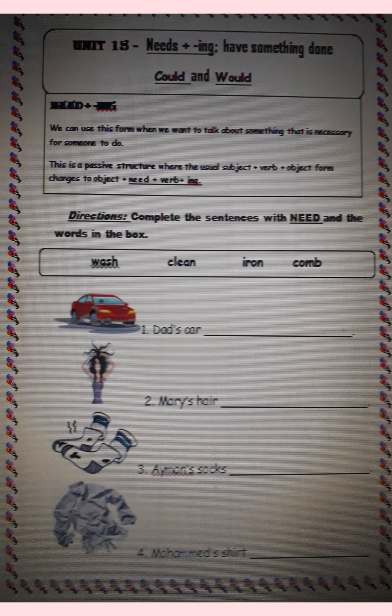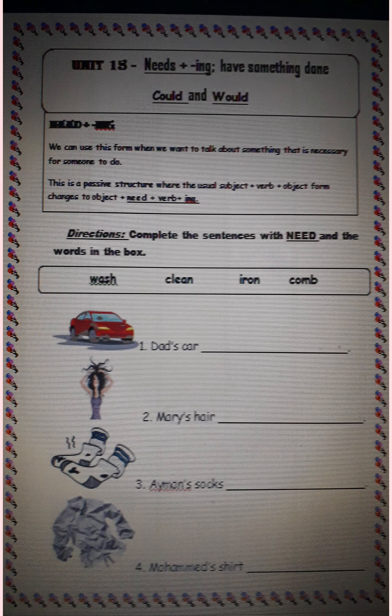After need, we use the ing form to say that something should be done to a person or a thing. This is a passive structure where the usual subject plus verb plus object form changes to object plus need plus verb plus the ing. So directions. Complete the sentences with need and the words in the box.